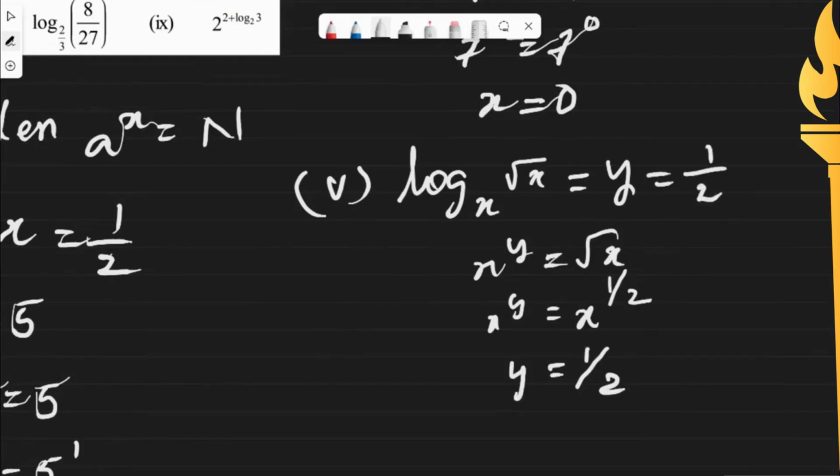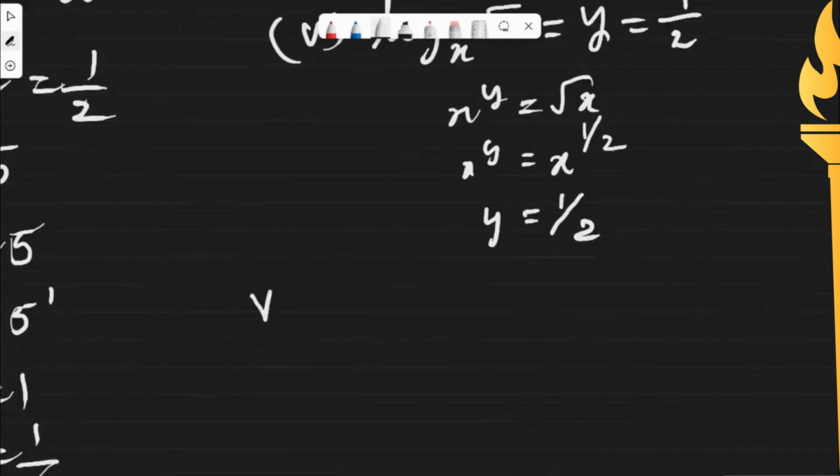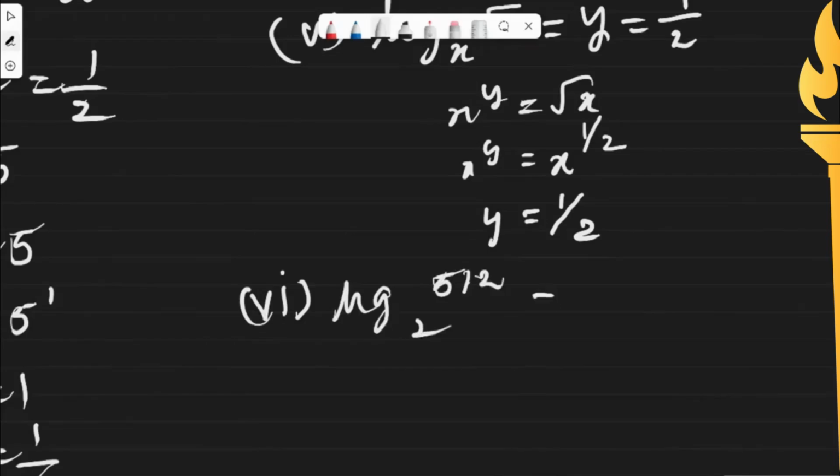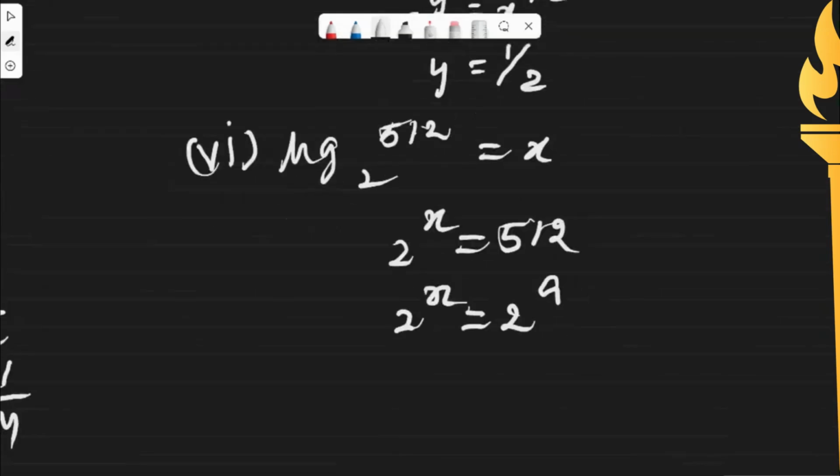Next we have sixth one, log 512 base 2. Let it be equal to x. 2 power x equal to 512. And 512 is actually 2 power 9. So 2 power 9. Bases are equal, equate powers, x equal to 9. So log 512 base 2 is 9.